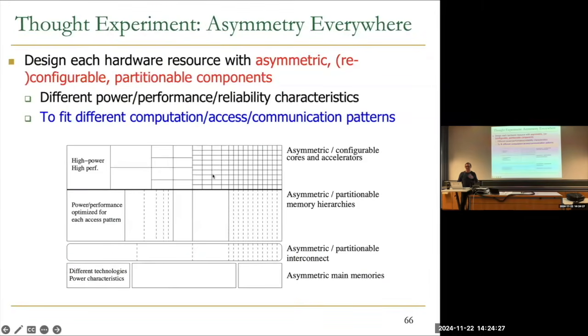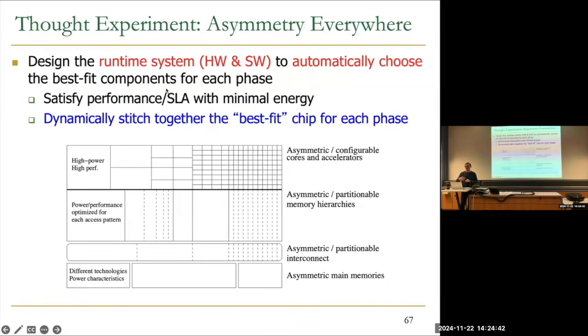Essentially, each component should be designed asymmetric. That's the goal, to fit different computation, access, and communication patterns for different power, performance, reliability characteristics. There's nothing you have not heard of so far. But asymmetry, I think, also subsumes configurability and partitionability. And then you design the runtime system to automatically choose the best fit components for each phase.